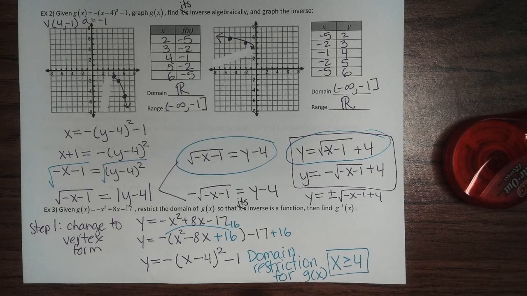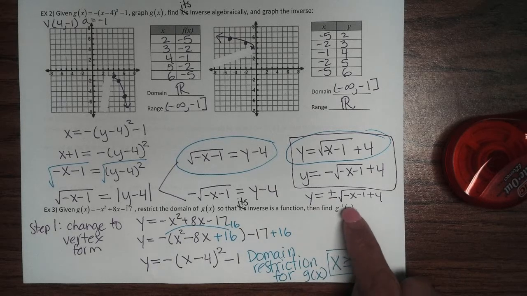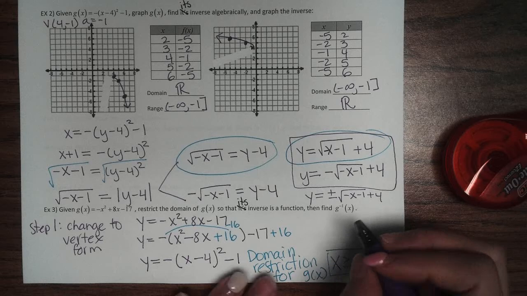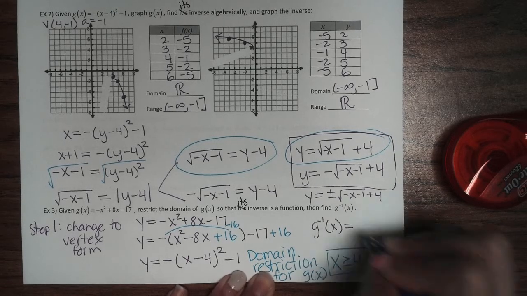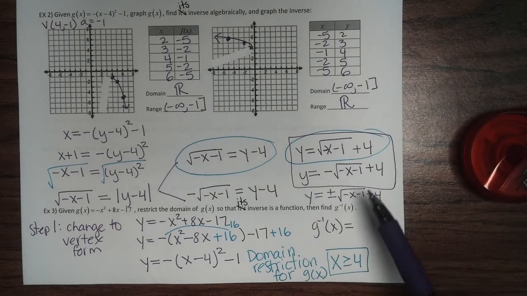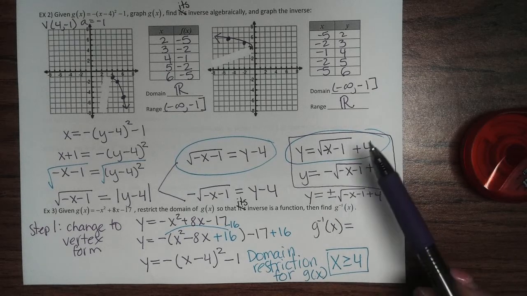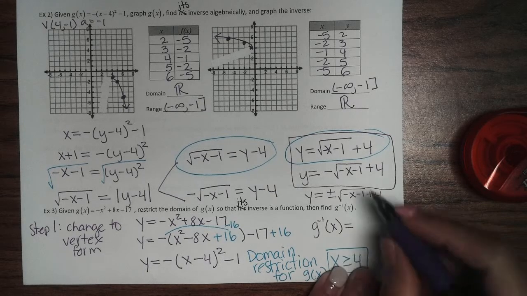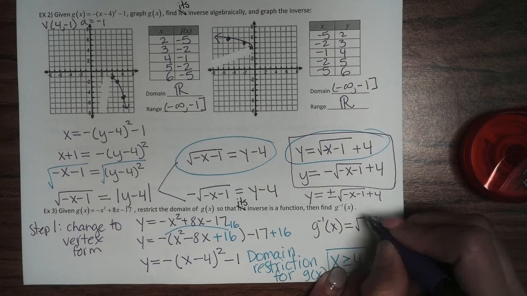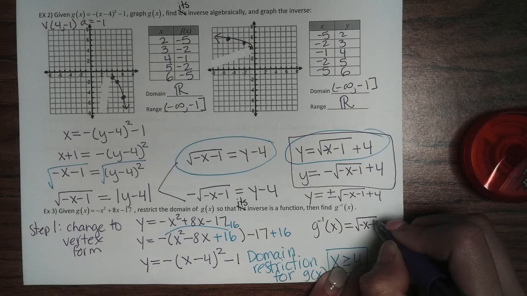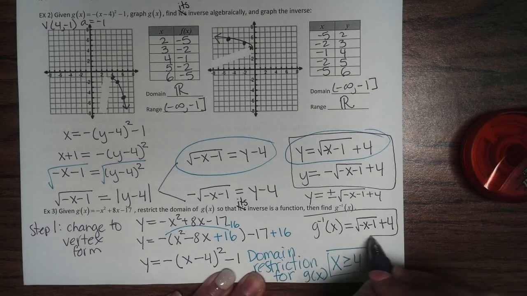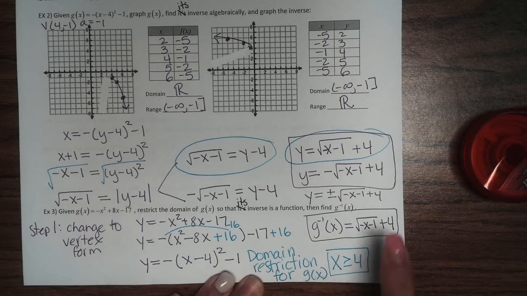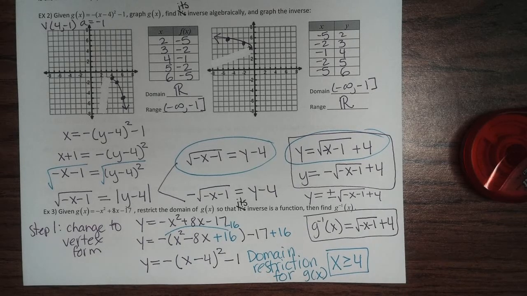So final answer, it says find the inverse function. So my inverse function, the little g negative 1, should just be the positive case that we already found on example 2. So I'm just going to write the positive one, which means positive square root of negative x minus 1 plus 4. And definitely on the progressive test, you have to do the domain restriction, and you have to find the correct inverse function.